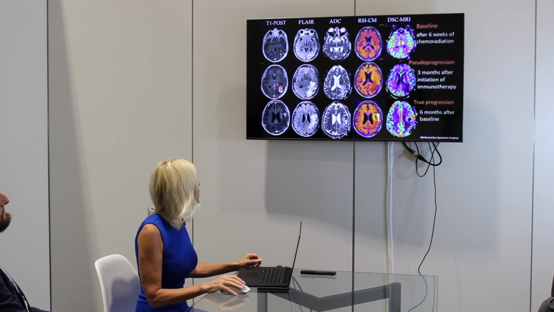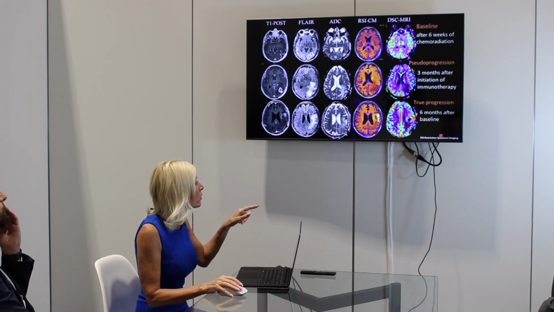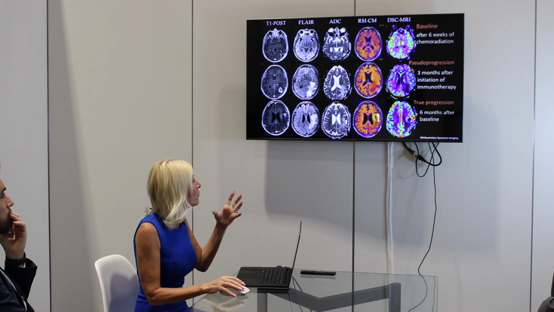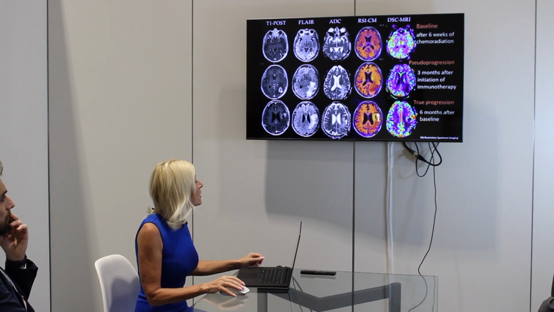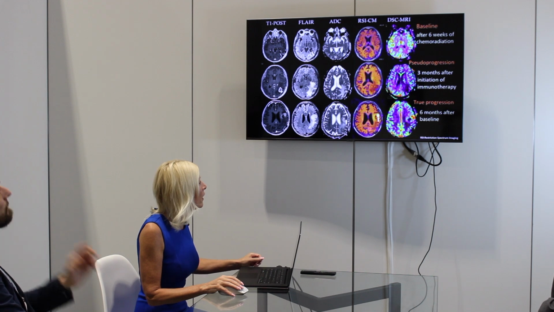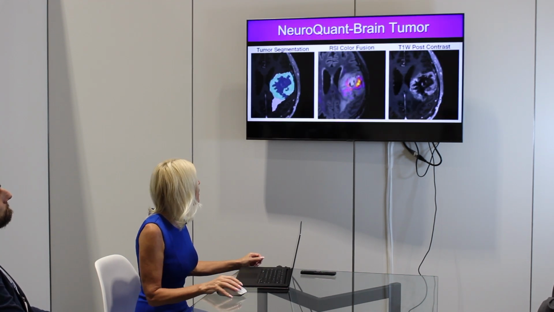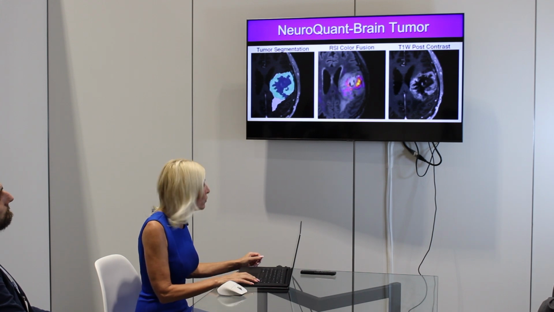So here's a pseudoprogression. We have some nodular enhancing tissue. But NeuroQuant Brain actually does restricted spectrum imaging. And you can see here it's sort of a high-level diffusion, and it's negative here. And here's the perfusion that's also negative to match. And then here in this true progression, we have some nodular enhancing tissue, light bulb hot on RSI and matching perfusion. So very useful there. This is what the tumor segmentation looks like. And here's the RSI overlay and then the T1 post-contrast.